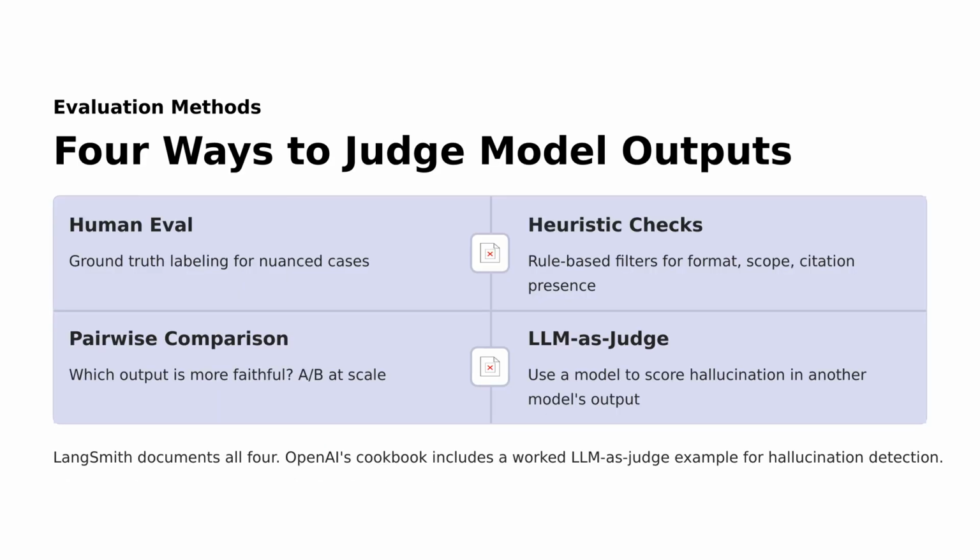Here are 4 practical ways to evaluate model outputs. Human evaluation is best for nuanced cases where judgment matters. Heuristic checks use simple rules to verify things like format, scope, or whether citations are present. Pairwise comparison asks which of 2 outputs is more faithful, which works well at scale. And with LLM as judge, one model scores another for issues like hallucination. LangSmith covers all 4, and OpenAI's cookbook shows a concrete hallucination example.